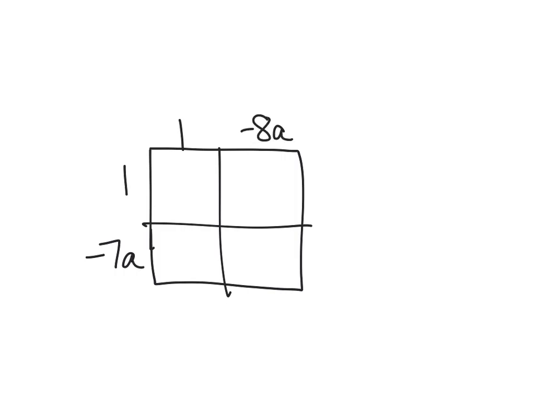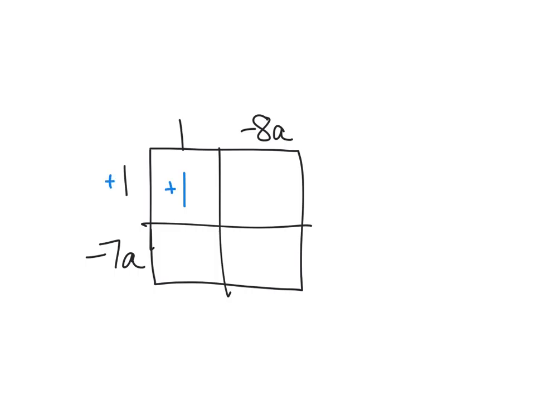More of the same. Again, it's a 2 by 2 grid. And it's going to be 1 minus 7a. And then it's going to be 1 minus 8a. And using our distributive property, 1 times 1 is 1. And it could be a positive 1 if you really wanted to think about it that way.